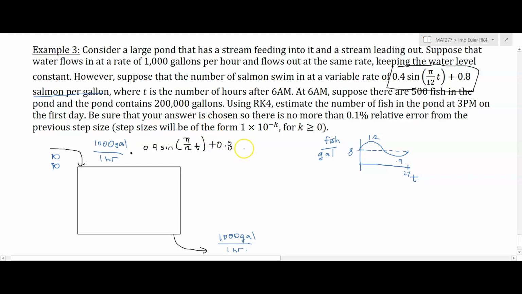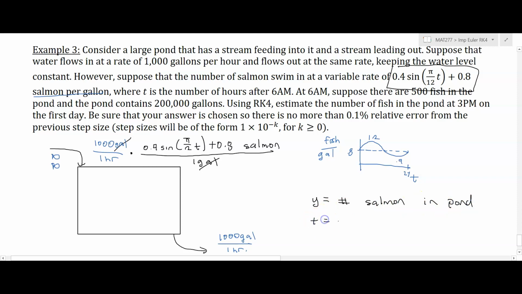And the units of that are salmon per gallon. So for every 1 gallon of water that comes in, there are quite a few salmon, right? So anywhere between 0.4 up to 1.2 salmon come in to the pond per gallon. Now this could be in hundreds, thousands, etc. It doesn't really matter. We're not going to worry about the decimals. But if I multiply these two rates together, notice that I get salmon per hour. And that's what I'm going to want to keep track of. y is the number of salmon in the pond.